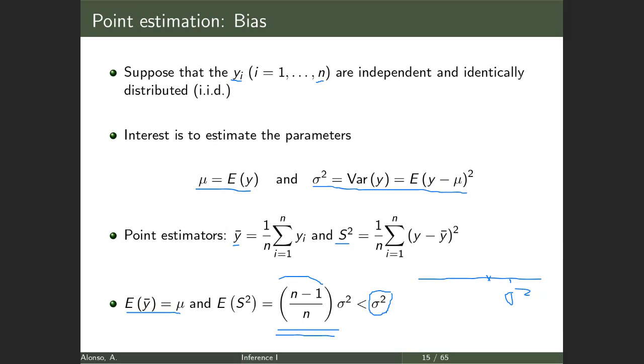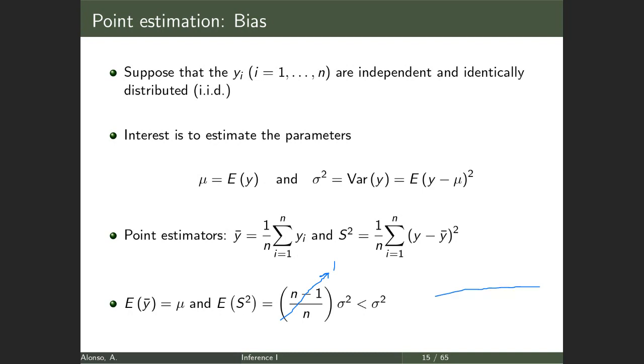Now, the sample variance is asymptotically unbiased. And what we mean by that is that if n is large enough, this term over here will go to 1. So that means that it will be fluctuating around a value that is not sigma squared, but is extremely close to sigma squared. And for all practical purposes, that will be the same. So it's asymptotically unbiased, but it's a biased estimator.